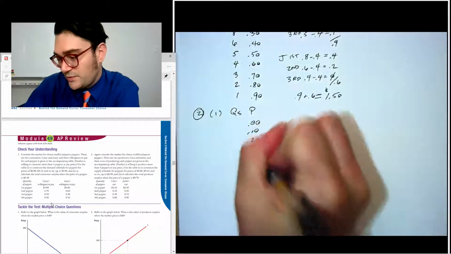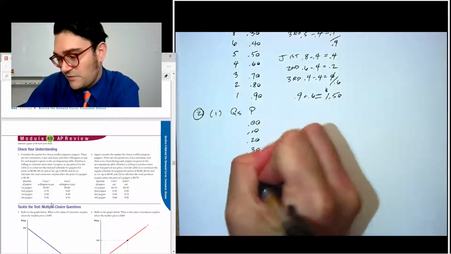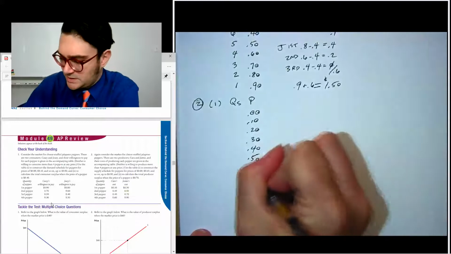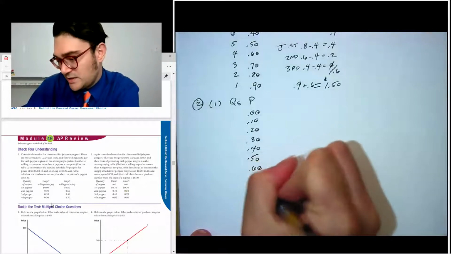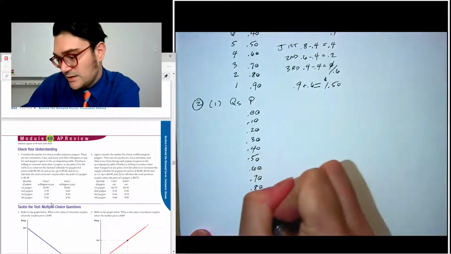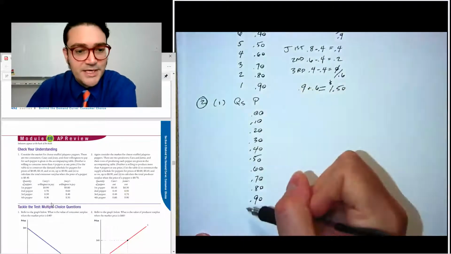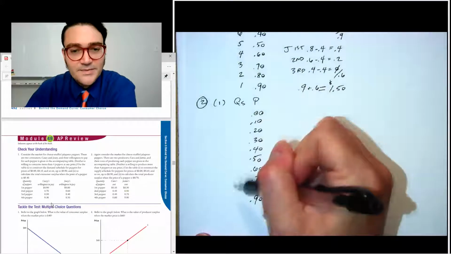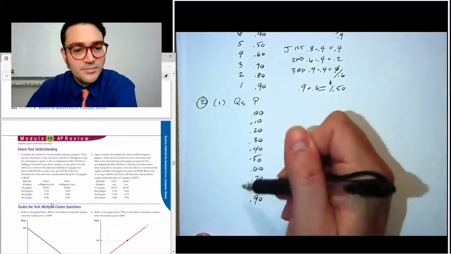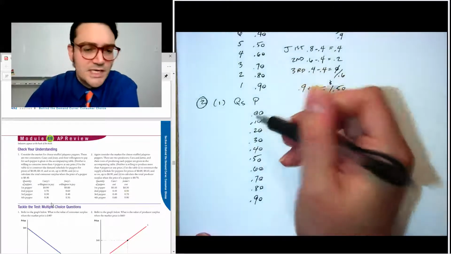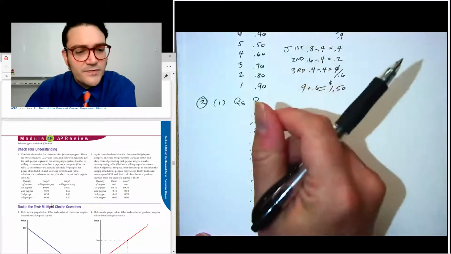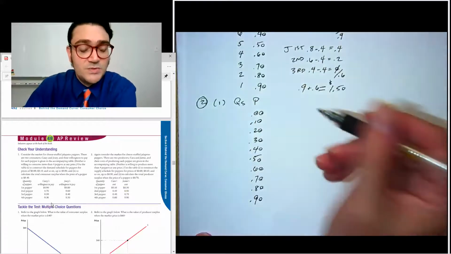20, 30, 40, 50, 60, 70, 80, and 90. Now, if the price... actually, again, it's probably easier if we start at the bottom. But actually for this one, let's start at the top because I think it is easier to do it from the top. So Kara's cost of the first pepper is 10 cents.